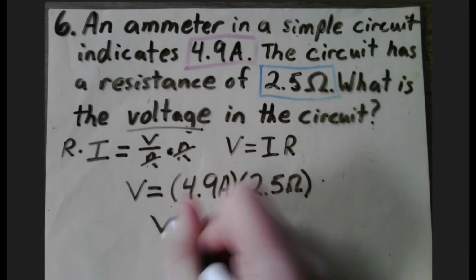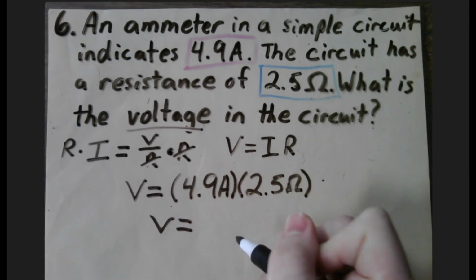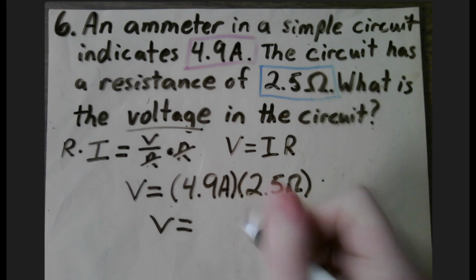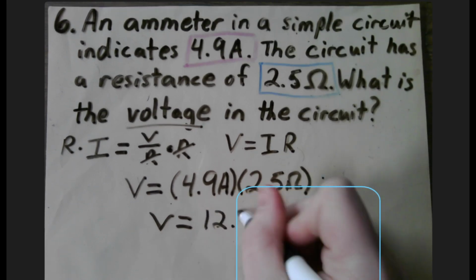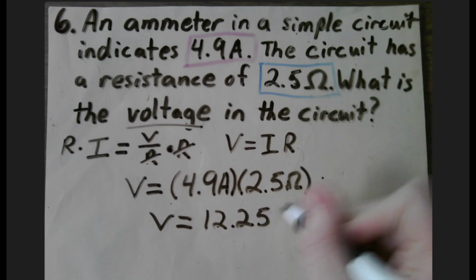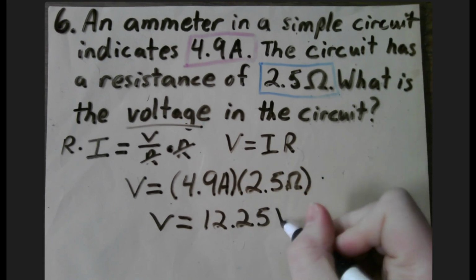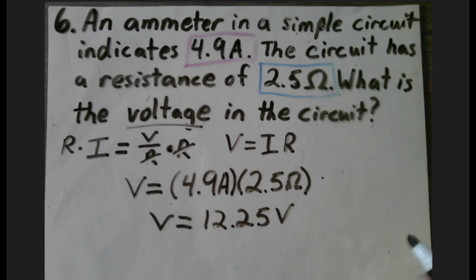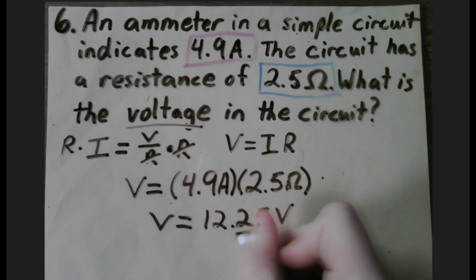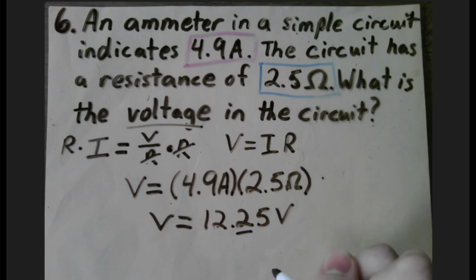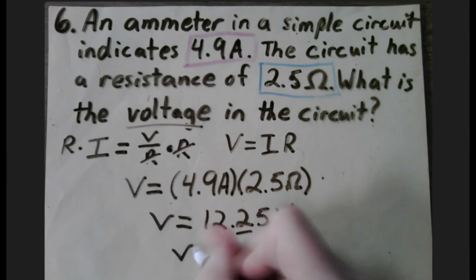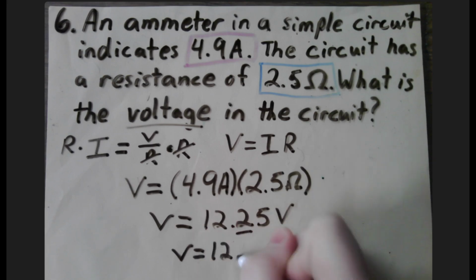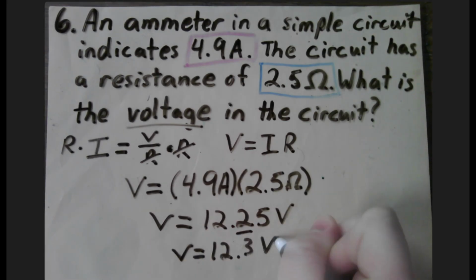After multiplying these two out, you get 12.25, and can't forget your units, volts. But we're not done yet. We gotta round. We're gonna round to our nearest tenth. V is equal to 12.3 volts.